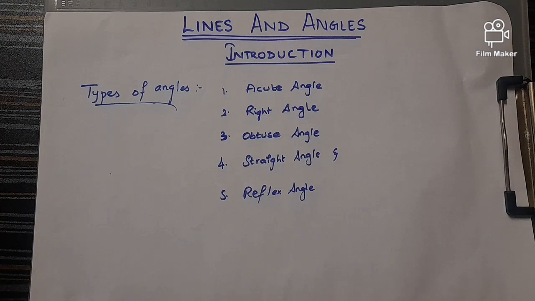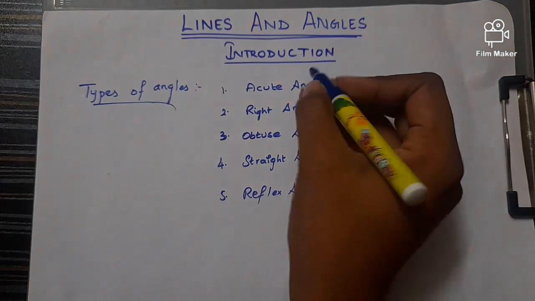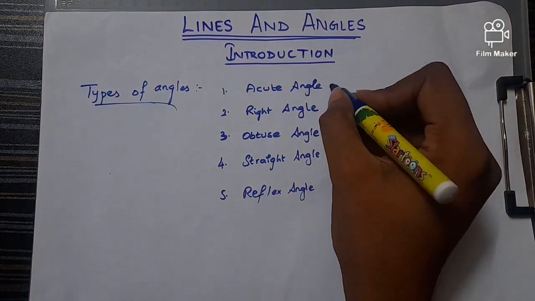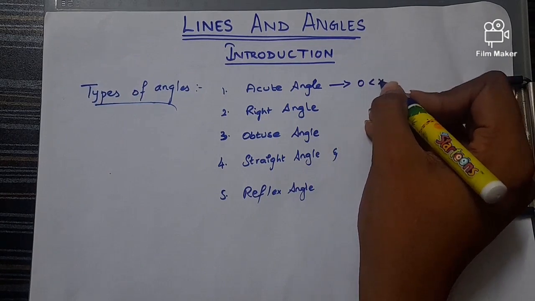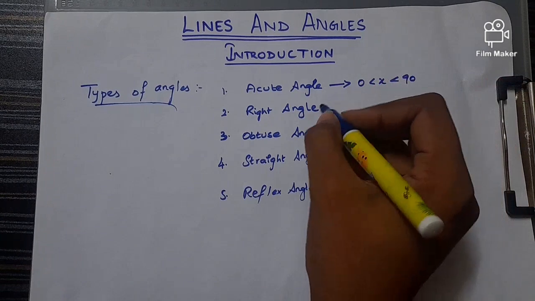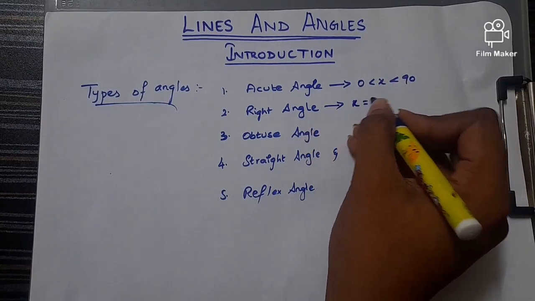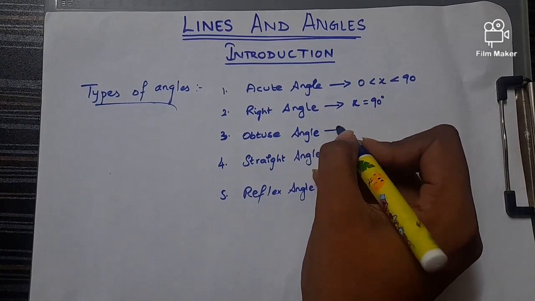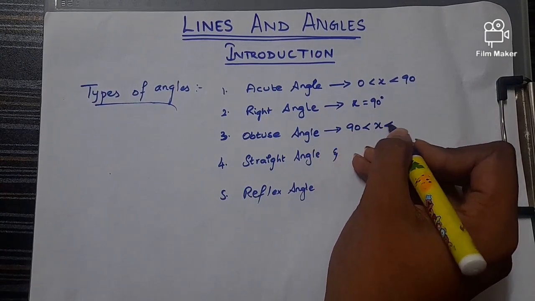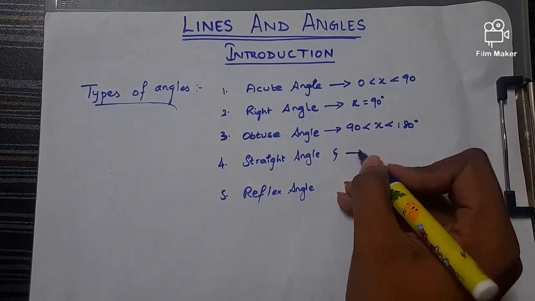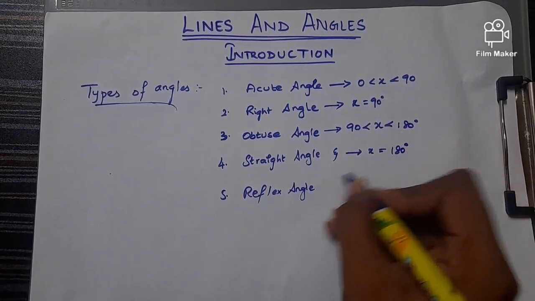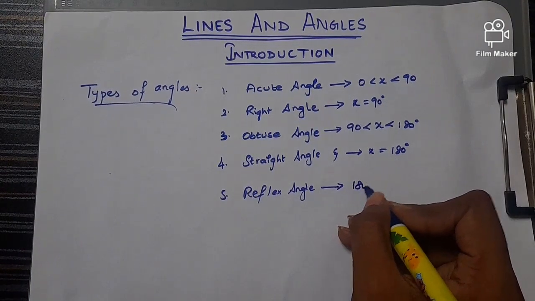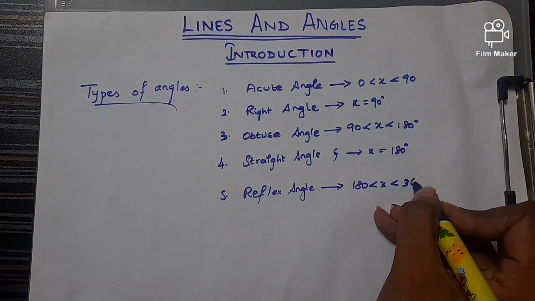Now, I hope we would have studied these angles in our lower classes, in your 7th and 8th, I suppose. This is just a recap. An acute angle lies between 0 and 90 degrees. A right angle, as the name suggests, is 90 degrees. An obtuse angle is between 90 and 180 degrees. A straight angle, as it suggests, is 180 degrees. And a reflex angle lies between 180 and 360 degrees.